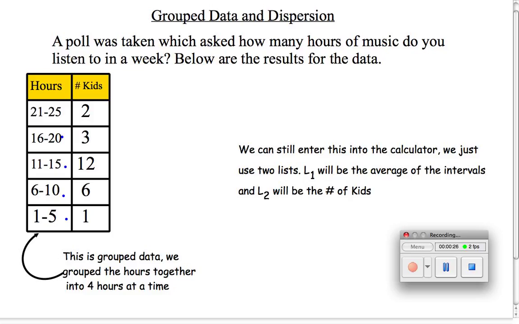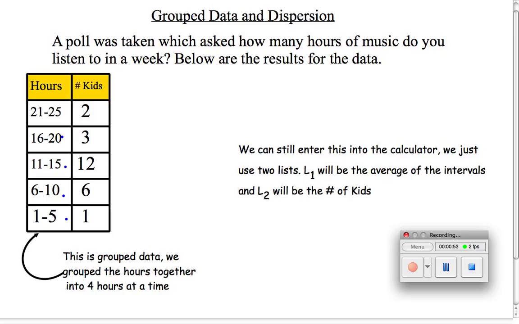Okay, so this says that 2 kids said they listened to 21 to 25 hours of music a week. 3 kids listened to between 16 and 20 hours per week. And so forth and so forth. This is called grouped data. Okay, it's grouped data because we are grouping things together.